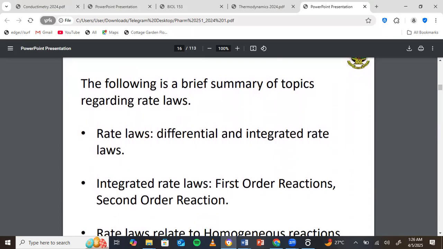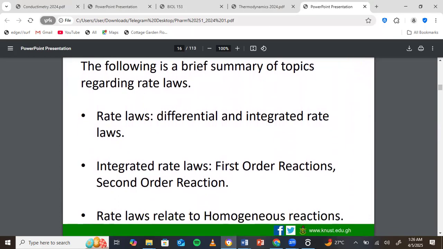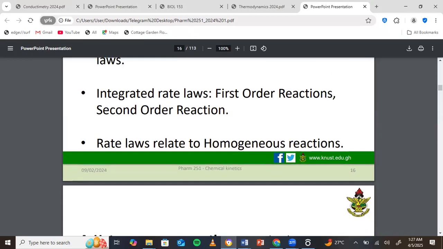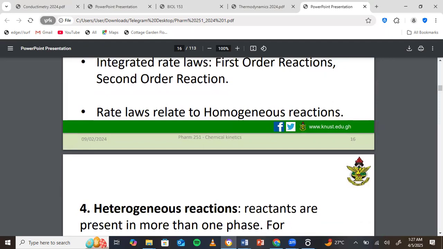Now, the following is a brief summary of the topics regarding rate law. The rate law can either be differential or integrated. For the integrated one, we have first order, second order. Now, rate law relates to homogeneous reactions.